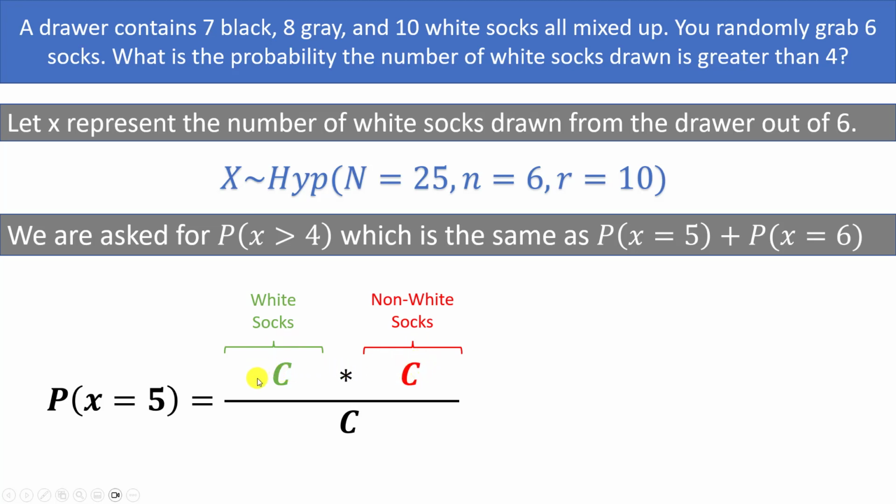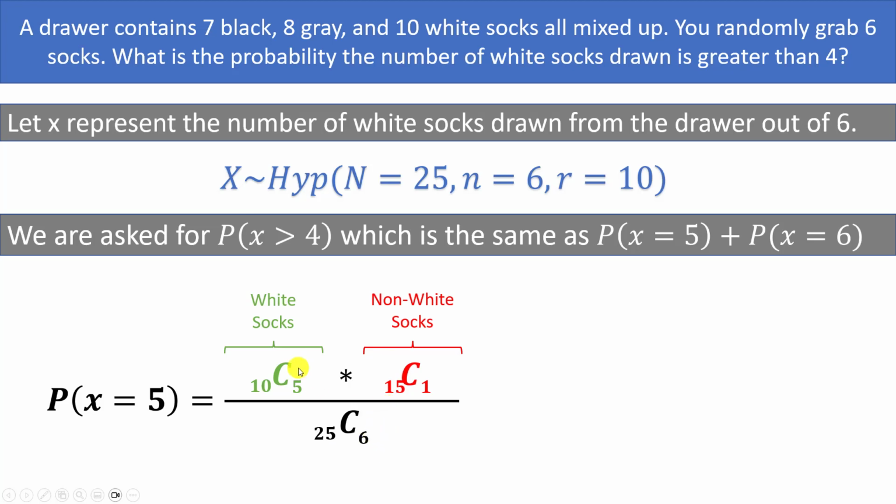So first we have to identify, how many white socks are there? Well, there are 10 white socks. That was our value for r. And how many white socks do we want to choose? Well, we want to choose 5 white socks in this probability right here. So we're going to have a 5 there. How many non-white socks are there? Well, there are 15 non-white socks. Those are the black and the gray socks. And how many of those do we want to choose? Well, we're only choosing 6 socks in total. If 5 are white, that means the other 1 has to be a non-white sock. And then on the denominator, we have to have the total number of outcomes, which is 25. And then we are choosing 6 socks as our sample size. So the last number has to be 6.